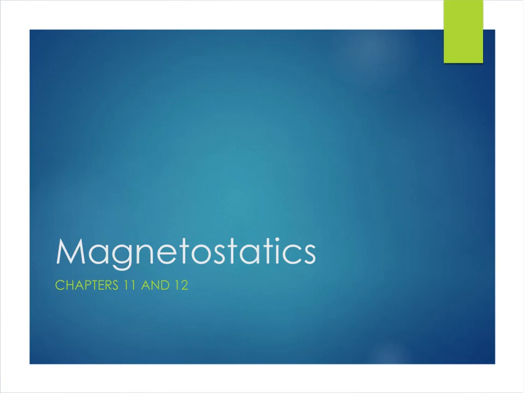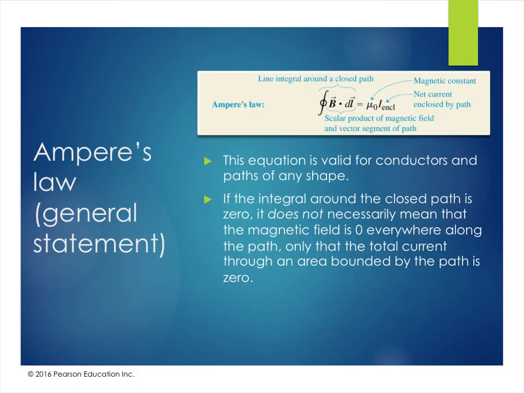All right, in this video I wanted to do just a couple examples of applying Ampere's law to find the magnetic field due to certain current distributions. So we learned about Ampere's law, where it's really similar to Gauss's law in that it's an easier way to find the magnetic field for particular types of current distributions. Gauss's law is an easier way to find electric field for certain charge distributions.